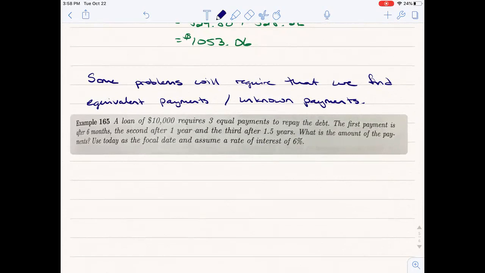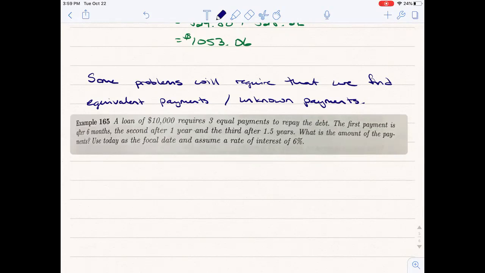We're still going to do a timeline, but I'll show you how we approach it a little bit differently, because now we don't have any amounts and we're going to try to solve for them. So a loan of $10,000 requires 3 equal payments to repay the debt. The first payment is after 6 months, the second payment after 1 year, and the third after 1.5 years. What is the amount of the payments? Use today as the focal date and assume a rate of interest of 6%.